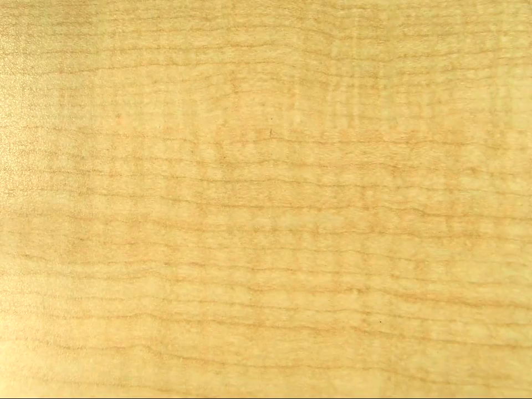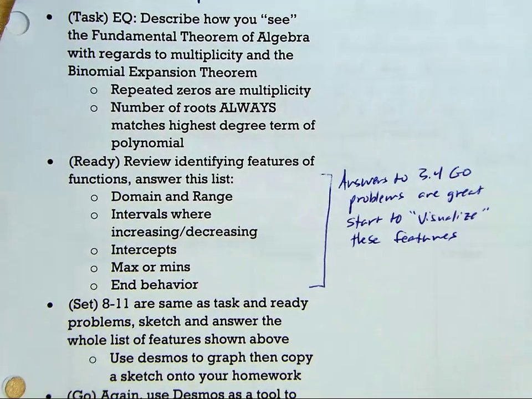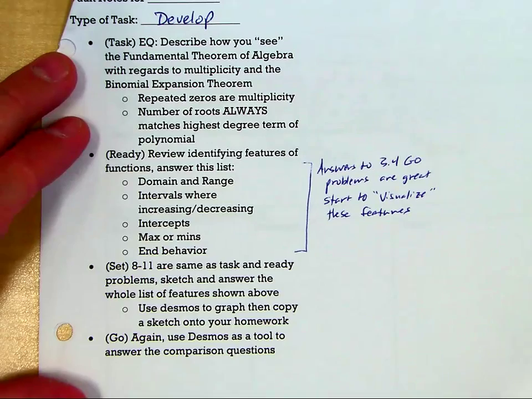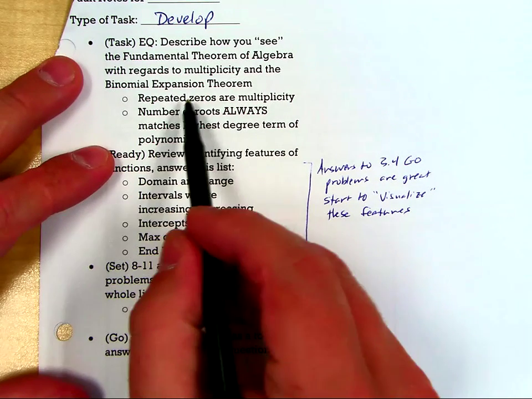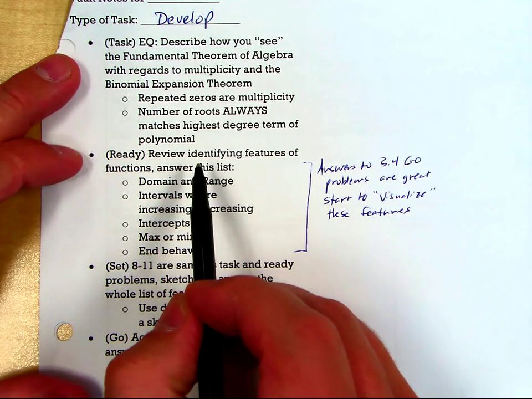I want to show you the vault notes real quick because you haven't seen them, I don't think. This is really fast. You need to see the fundamental theorem of algebra in the graphs. Always know what a multiplicity looks like. The number of roots always matches the highest degree term.